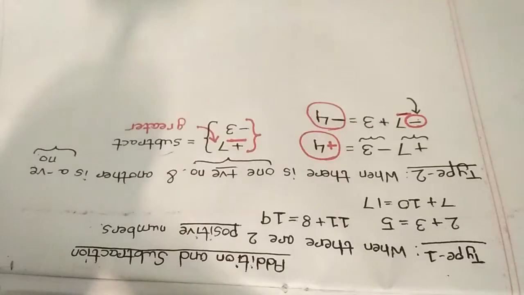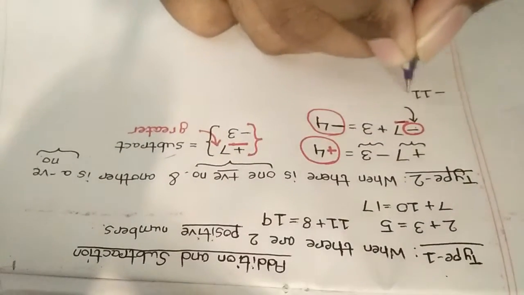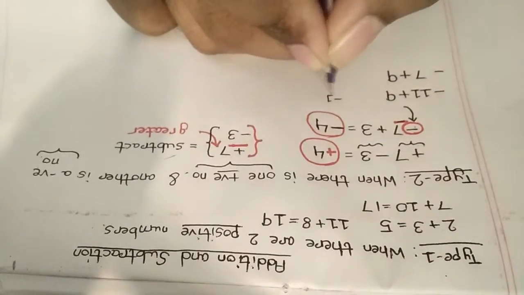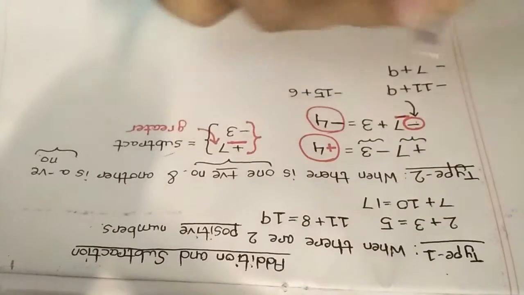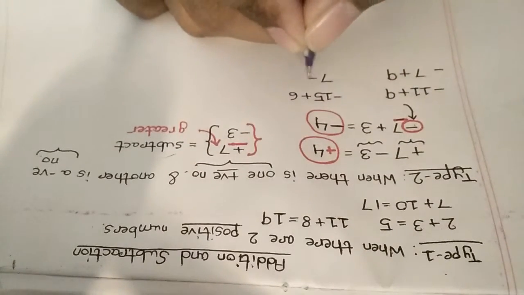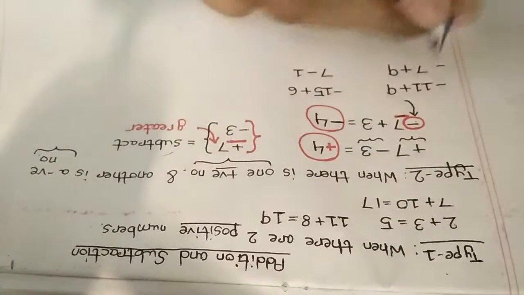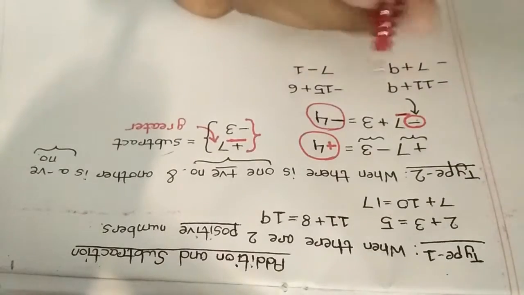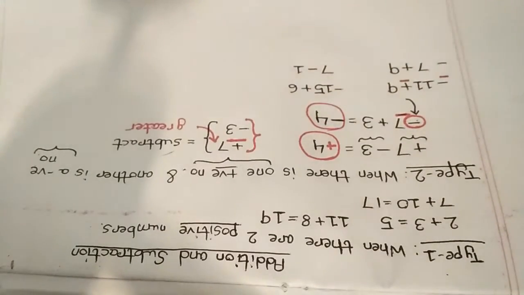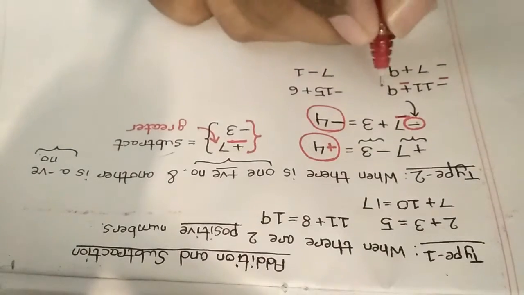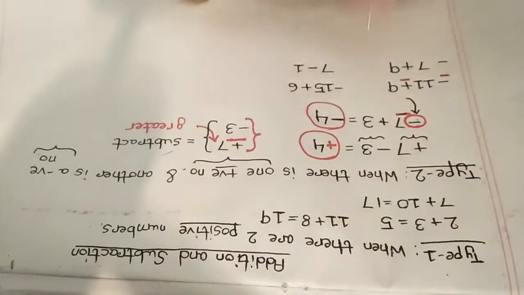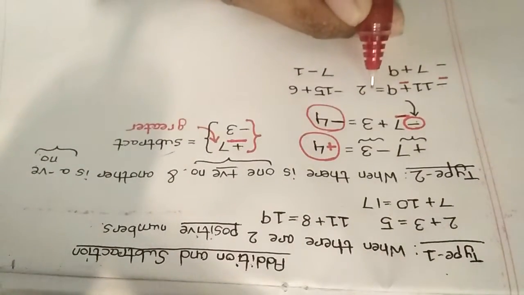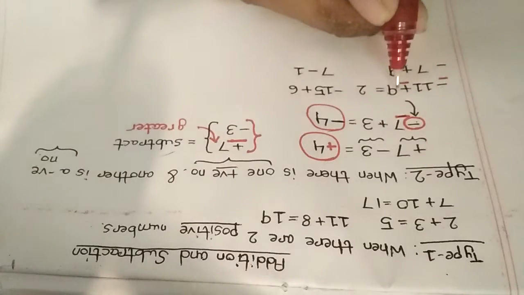Let me clarify this with a few more examples. Say for instance, we have 11 plus 9, we have minus 7 plus 9, or we have minus 15 plus 6. In each case, and let me give another one, 7 minus 1, and minus 11 plus 9. We see that we have a positive sign and a negative sign, so we will subtract the numbers. After subtraction our answer would be 2 over here. Now the problem is whether it's a positive 2 or a negative 2, which depends on minus 11 and 9.